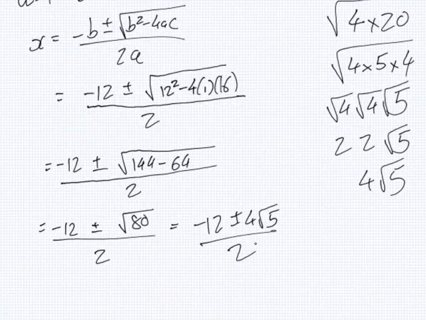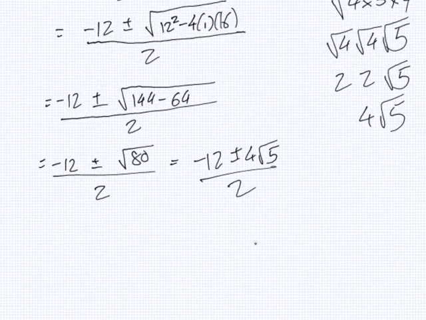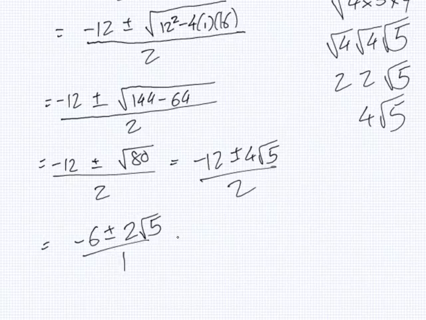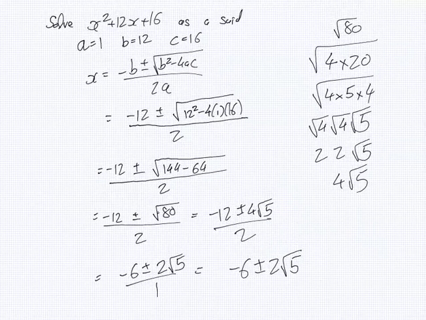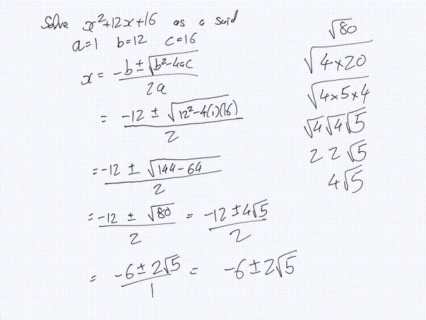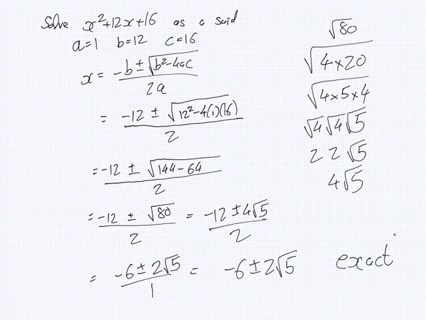There is a 2 in everything, so I can divide everything by 2. So I get minus 6 plus or minus 2 root 5 over 1. So I get minus 6 plus or minus 2 root 5. Yeah, that's it. So that's the exact answer. This is the answer if they asked you for it exactly.